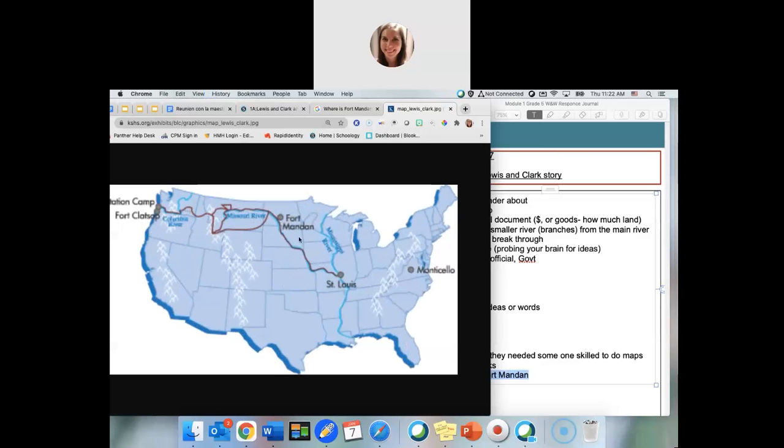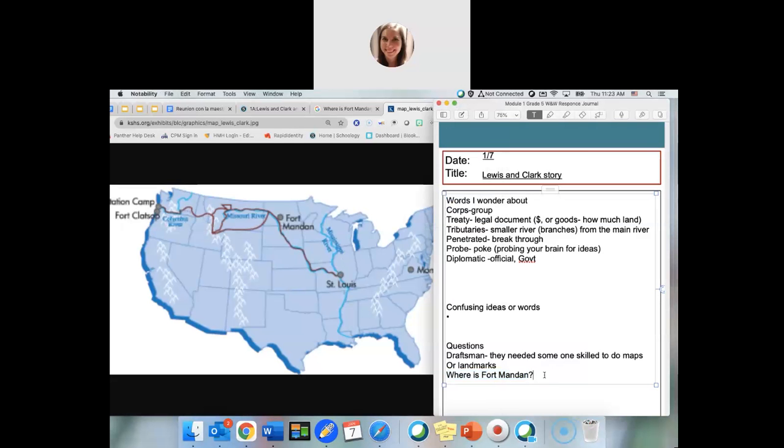Mandan. Ooh, okay. Hey, that's something we can look at really quick. Where is Fort Mandan? Ooh, hey, we got a map of the Louisiana Purchase. Let's open the image. Oh, that doesn't help me. It's still small. Okay. Ooh, Fort Mandan, South Dakota.